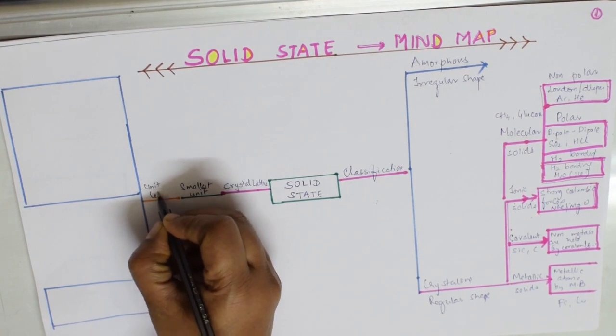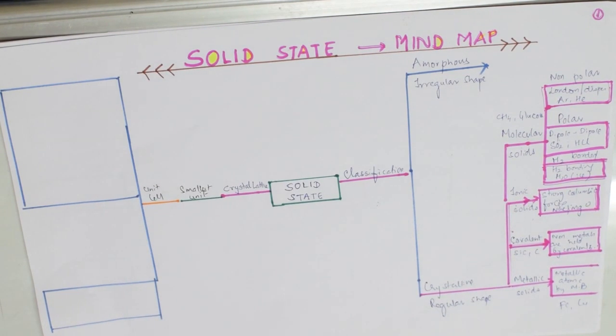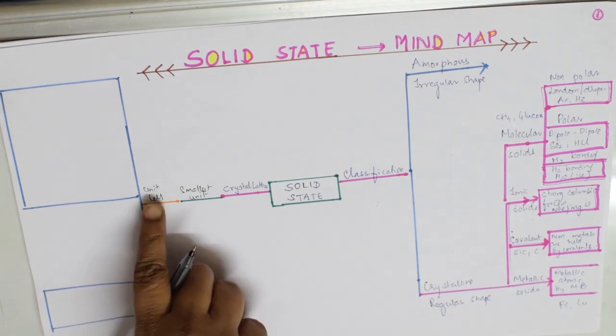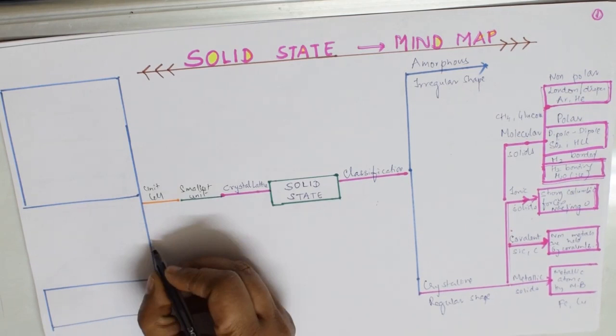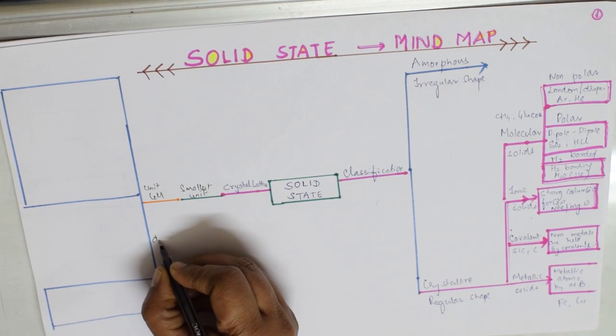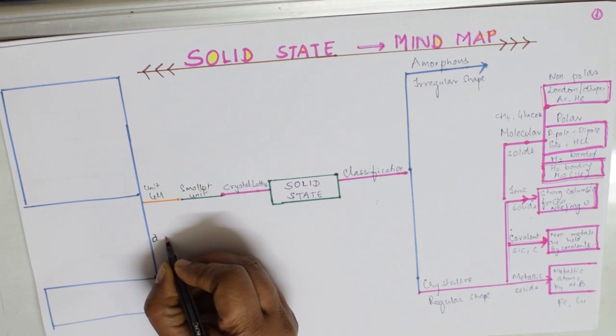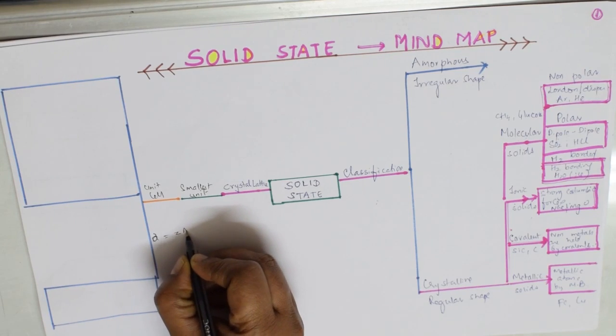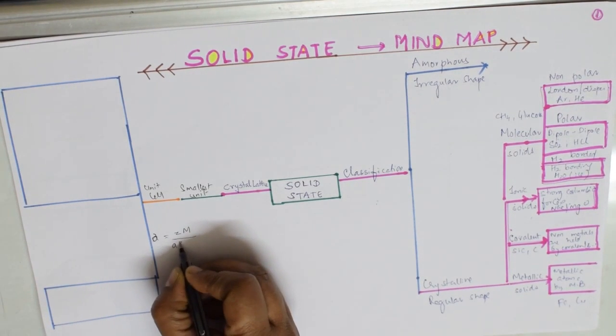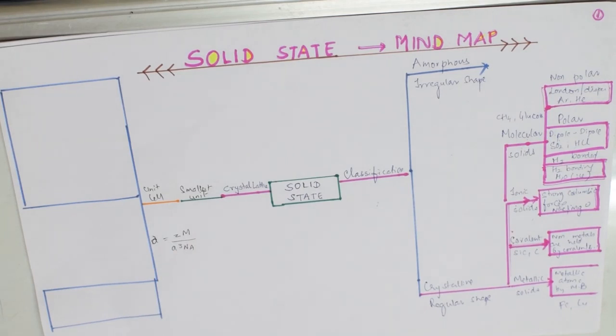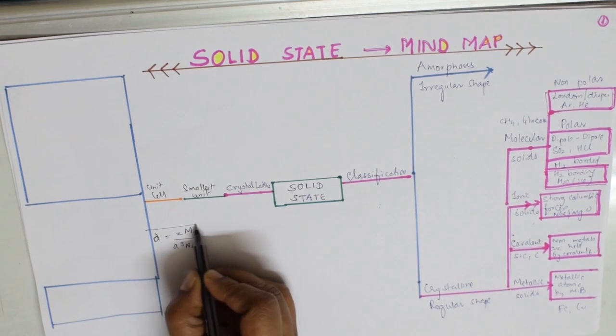Yes, so here in unit cell we are going to calculate the density also. We are also going to see the types of unit cells, correct? Yes. So to calculate the density of the unit cell, the formula which we use, density is equal to Z capital M by a cube Na, right? So this is a formula which we are going to use directly.